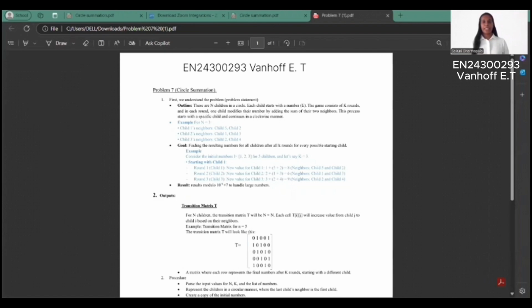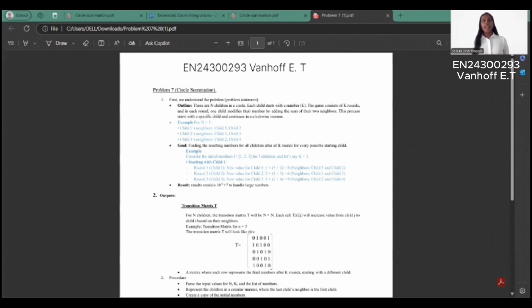Everyone, today I will be presenting the circle summation problem, a mathematics simulation involving children's numbers and a circular process of modifications. Let's dive into the details. The circle summation problem involves capital N children arranged in a circle. Each child starts with an initial number. The game consists of capital K rounds, where in each round one child modifies their number by adding the sum of their two neighbors' numbers.